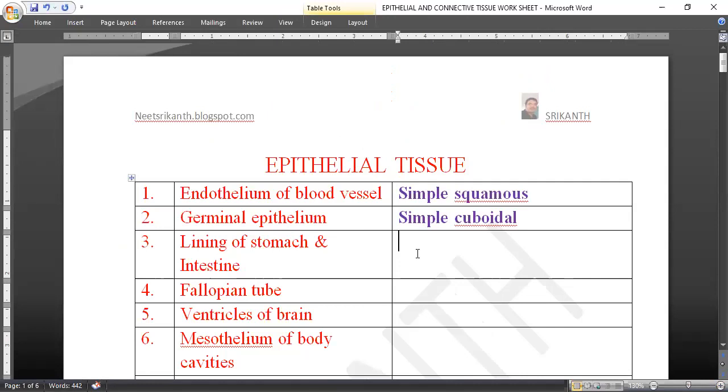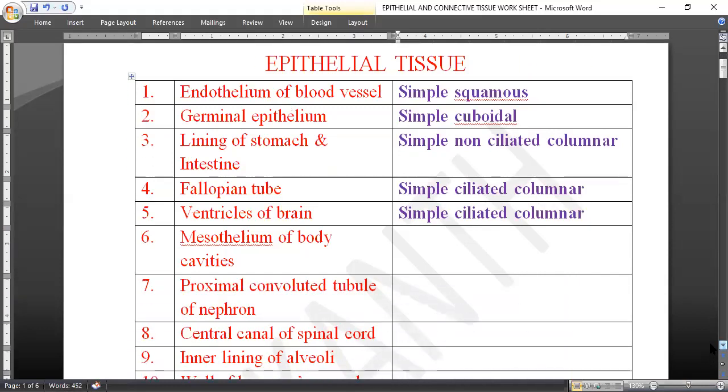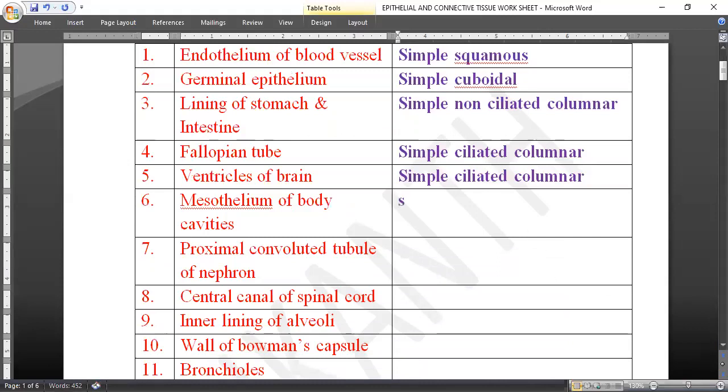Lining of stomach and intestine: simple non-ciliated columnar epithelium. Very good. Fallopian tube: simple ciliated columnar epithelium. Ventricles of brain: simple ciliated columnar epithelium. Mesothelium of body cavity: simple squamous epithelium. Very good.